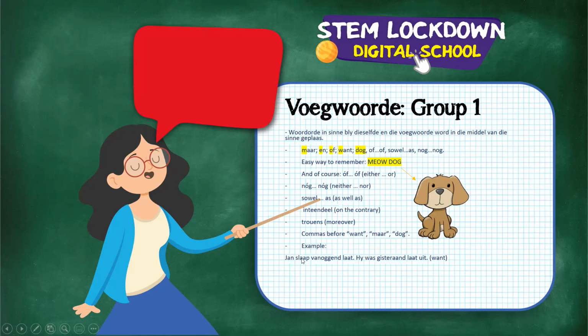And an example, Jan slaap vanoggend laat. And then the second sentence, hy was gisteraand laat uit. And then the voegwoord from group 1 would be want. And this is how it's going to look. Jan slaap vanoggend laat. You see that the word order didn't change. Want, my voegwoord with a comma. Hy was gisteraand laat. And you see the word order doesn't change. So group 1, word order doesn't change. There, of course, is my voegwoorde. There is my little rhyme or way to remember it. And then an example. You may take a picture of this if you would like.